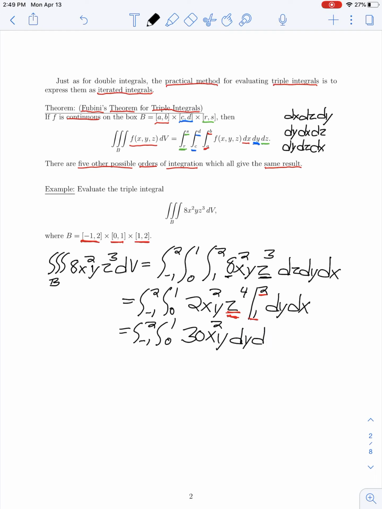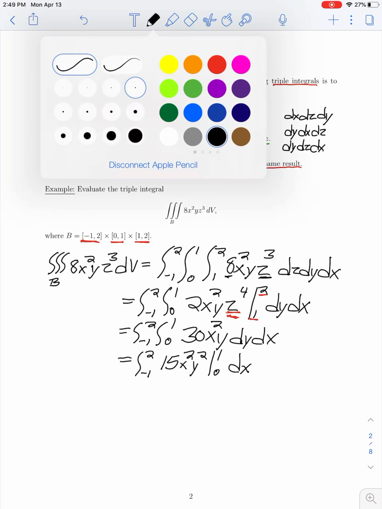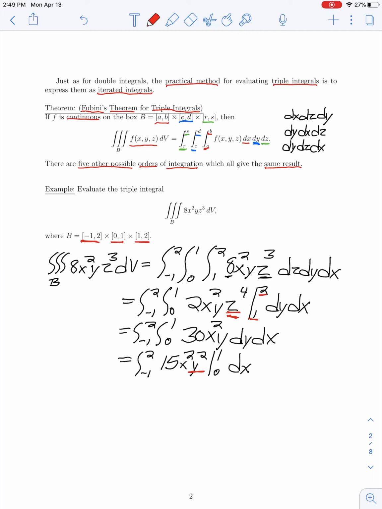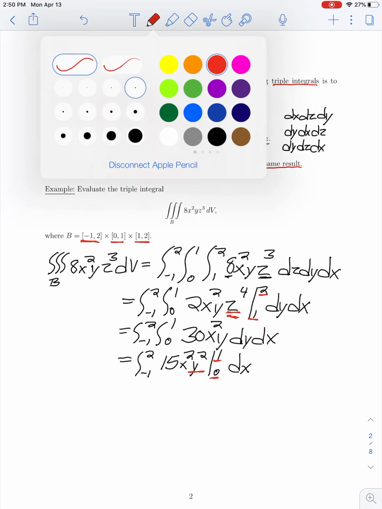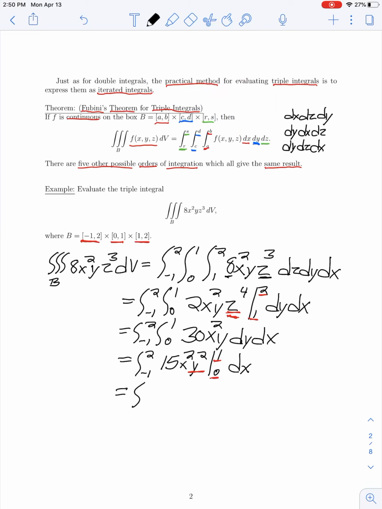And then we're integrating with respect to y, and then with respect to x. So finding the antiderivative next with respect to y, we have the integral from -1 to 2 of, for 30x squared y, we would have 15x squared y squared, evaluating from y equals 0 to 1, and then integrating with respect to x. So here again, if I'm evaluating y from 0 to 1, when I plug in 1 for this y squared, we have a 1, minus when we plug in 0, we get 0, so the difference of those values is 1, times my 15x squared that we're then integrating with respect to x.